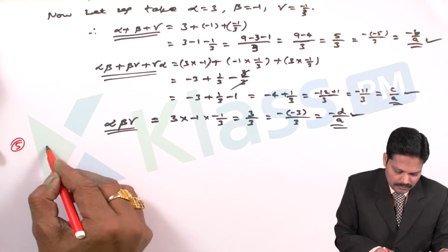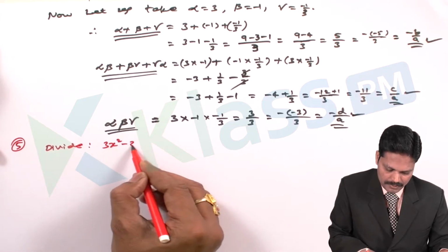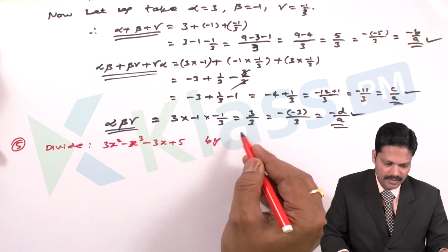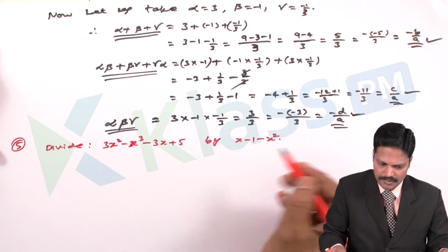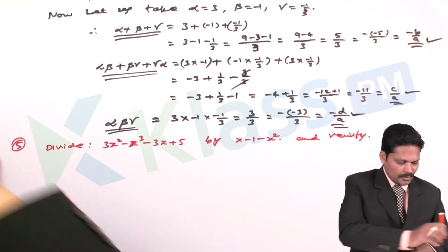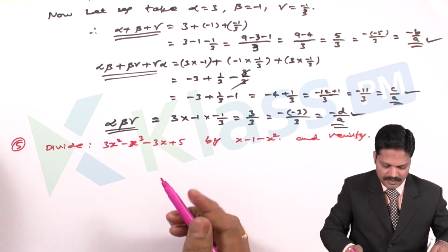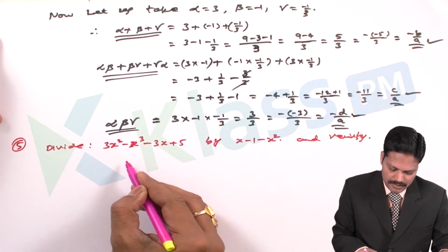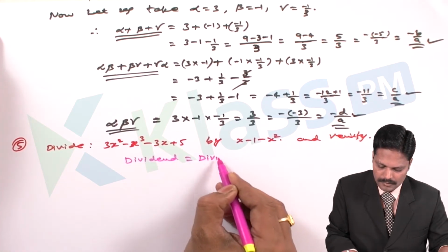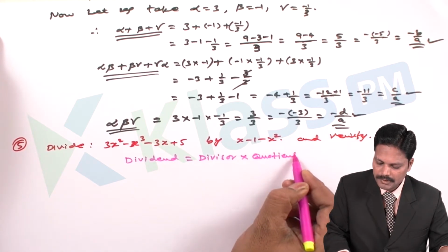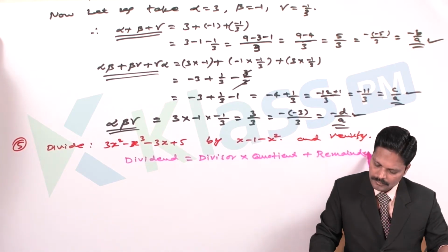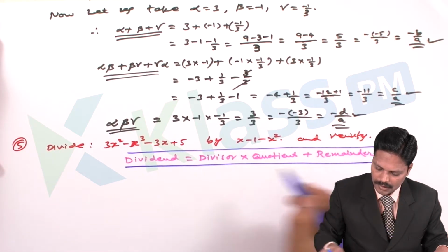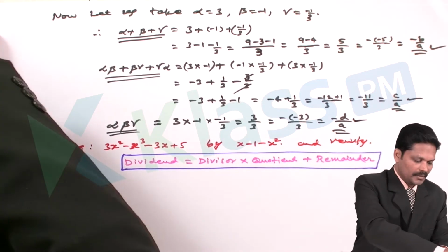He has given: divide 3x square minus x cube minus 3x plus 5 by x minus 1 minus x square, and verify is asked. So let us consider the division algorithm first of all. Whenever we are going to check the division for polynomials, we should keep the division algorithm in our brain: dividend is equal to divisor into quotient plus remainder. We can check whether our solution is right or wrong after completion of the solution.